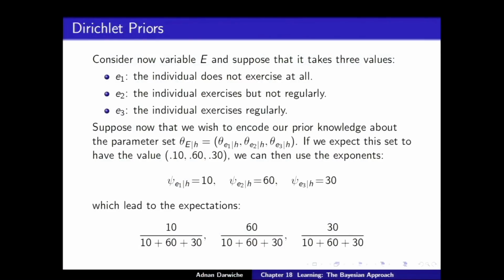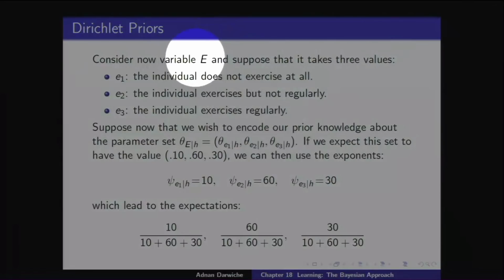But let's take one more example now where the variable has three values. Initially we used the variable E to mean exercise or not, so we assumed that it's binary, but let's now assume that it has three values. It's either E1, the individual does not exercise at all, or E2, the individual exercises but not regularly, or E3, the individual exercises regularly. So it's three of them. In this case, the parameter set has three values. It's a vector of three components, each one corresponding to one of the particular values of the variable.